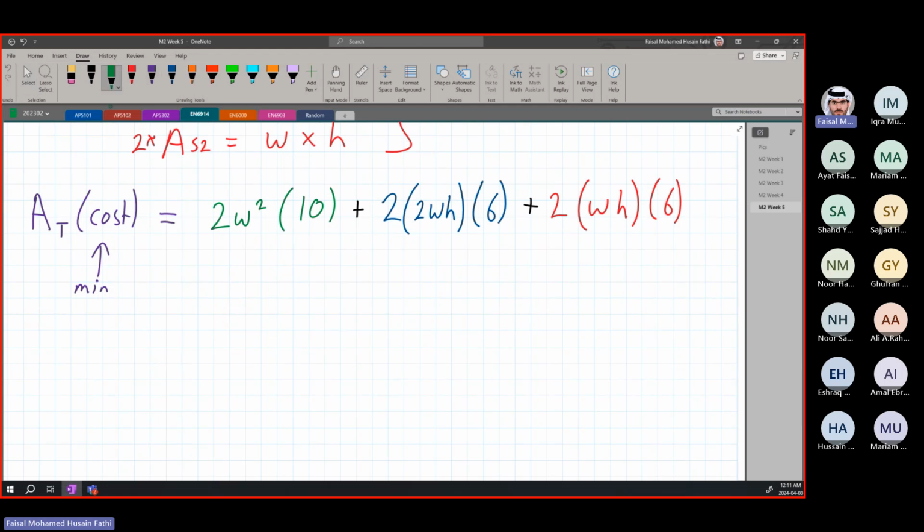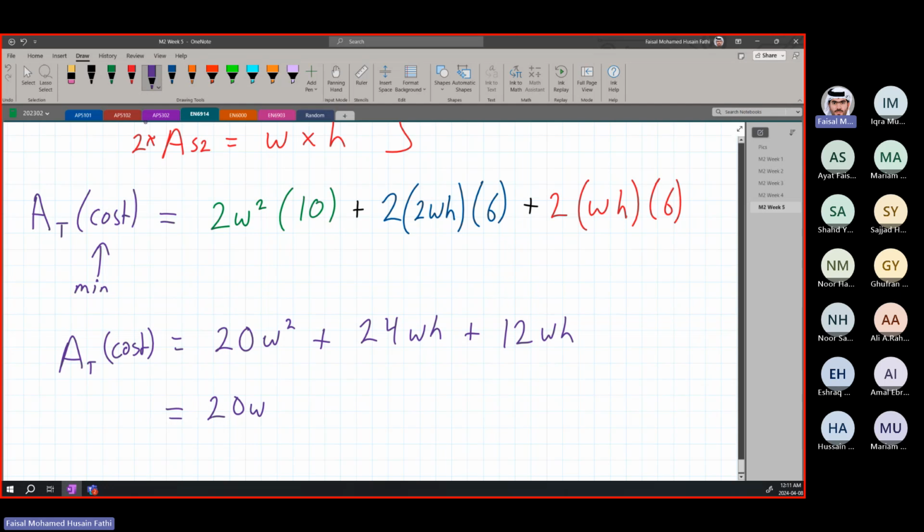We can simplify this equation now. So total cost is 2 times 10 is just 20 W squared plus 2 times 2 is 4 times 6 is 24 WH plus 2 times 6 is 12 WH. And then we can simplify this to be 20 W squared plus 24 plus 12 is 36 WH.